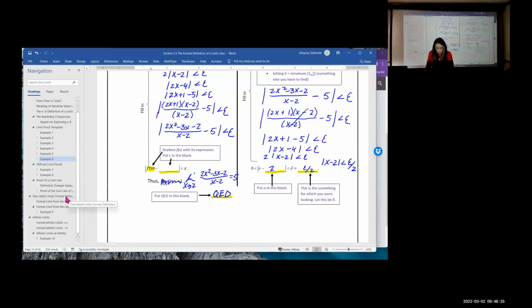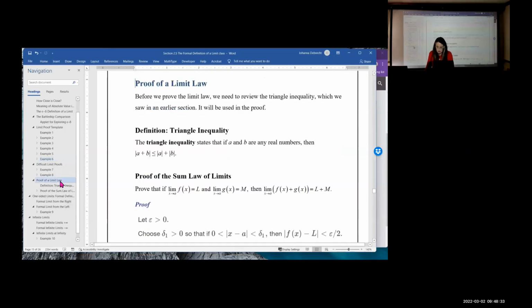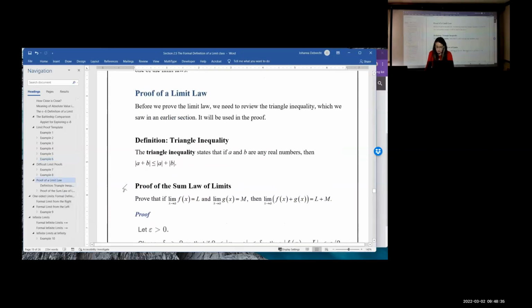There are a couple more things that I want to talk about, which is proof of a limit law and one-sided limits. So let's take a quick look at those things. I don't want to take too long. We're going to get way behind here, but that's okay. If we get behind, we'll just push things off a day and we'll make it up down the road. This first part's a little difficult. I tried squishing it tighter together.